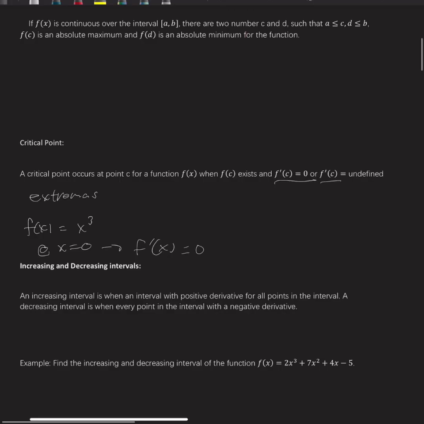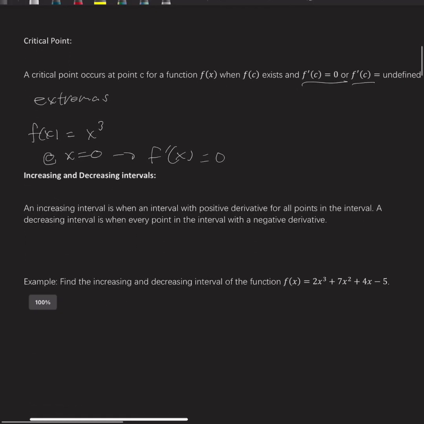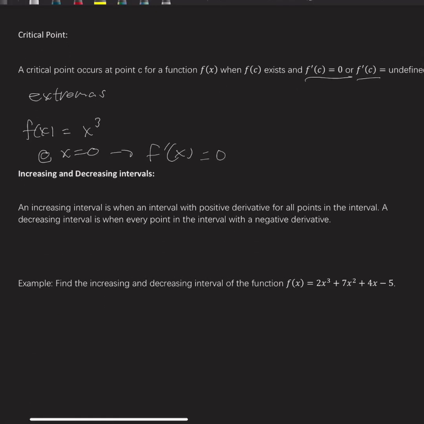Okay, increasing and decreasing intervals. An increasing interval is an interval with a positive derivative for all points in that interval. And a decreasing interval is when every point in an interval has a negative derivative.